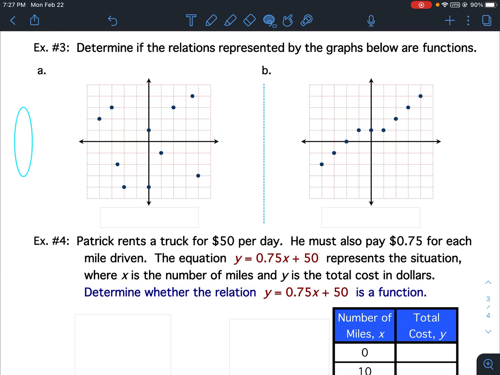Introducing Functions, Lesson 12 Notes. Example number 3. Determine if the relations represented by the graphs below are functions.